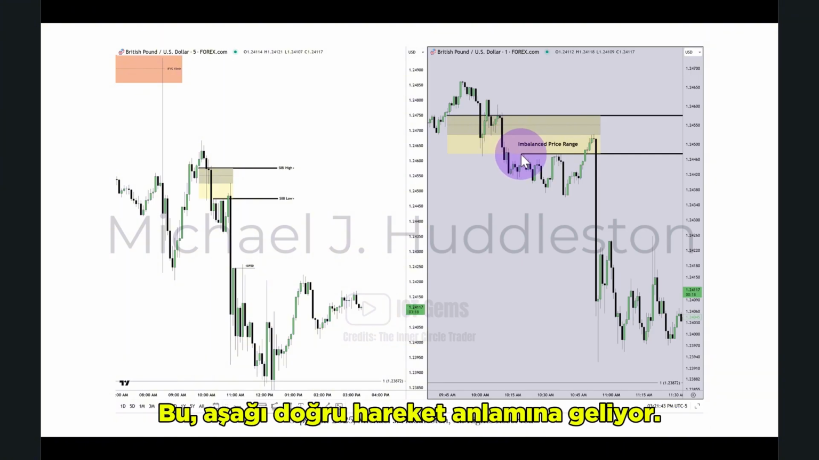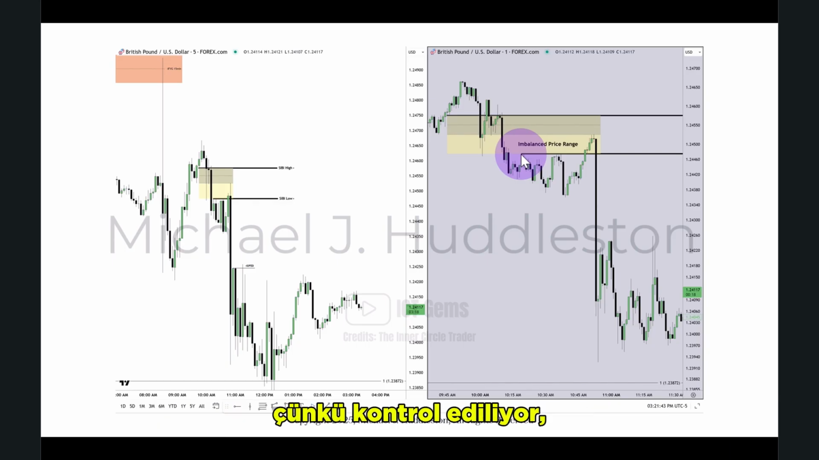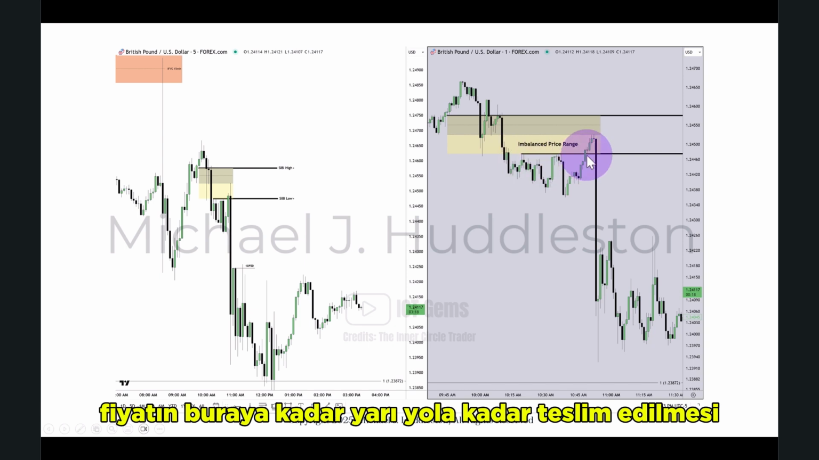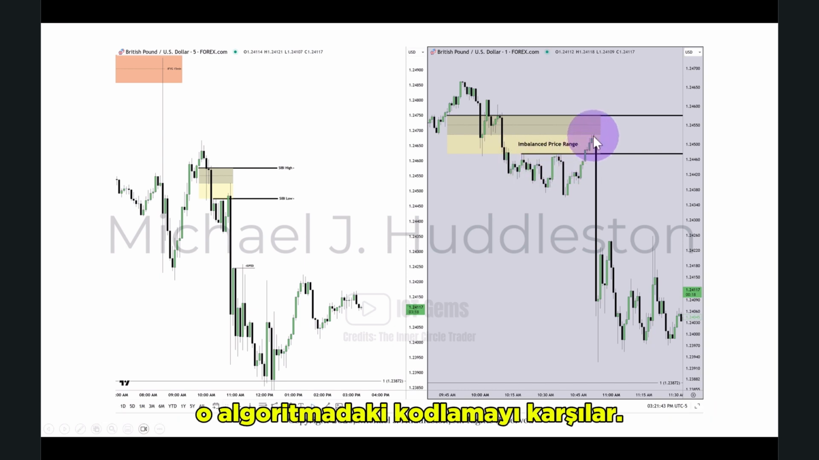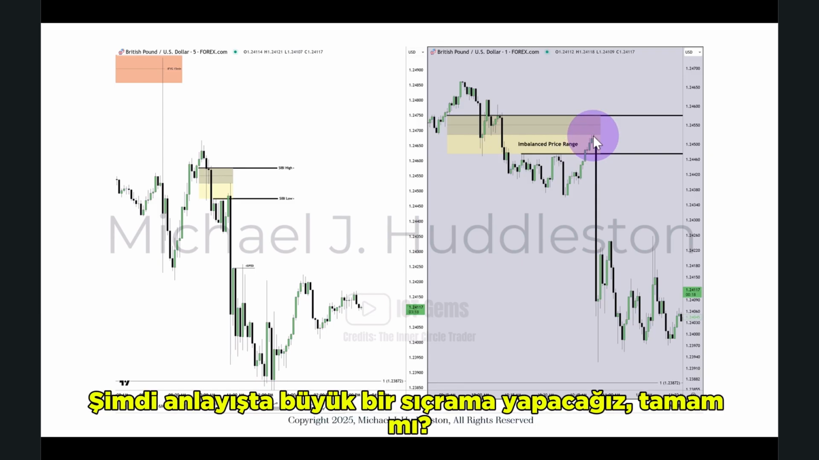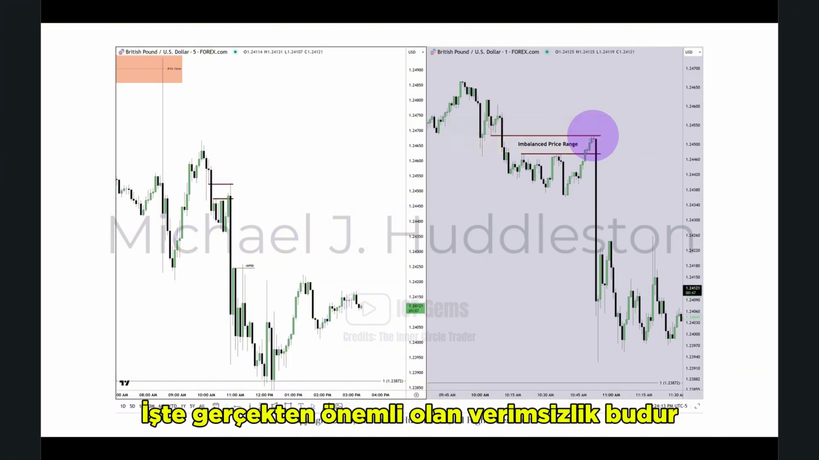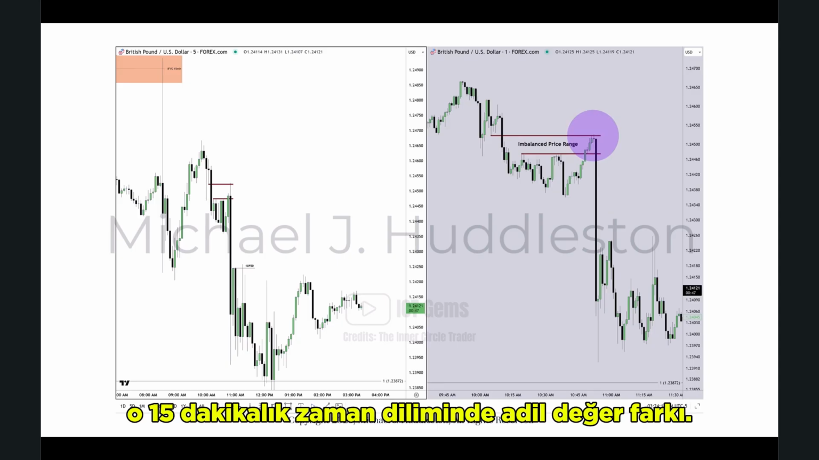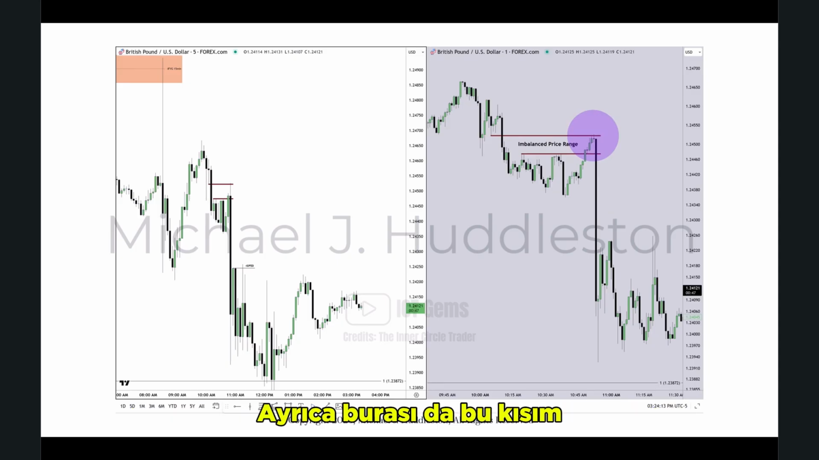That means movement lower. So because the market is algorithmic, because it's controlled, delivering price up to the halfway point here satisfies the coding in that algorithm. It need not go any higher. So now we're going to take a huge leap in understanding, okay? This is the inefficiency that really matters in that 15-minute time frame fair value gap. It's also this portion here on a 5-minute fair value gap.